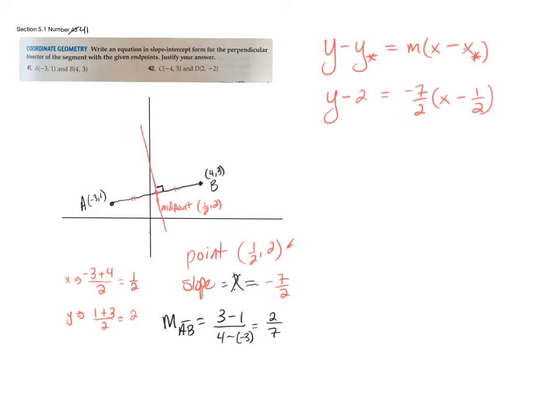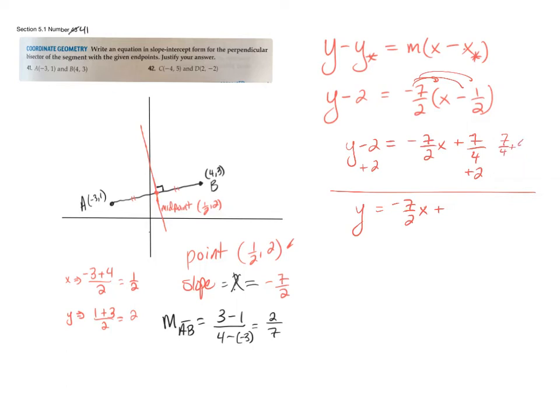They did ask for it in slope-intercept form, so that's the old y equals mx plus b. So I can just do that by distributing this in, and I'm going to get y minus 2 is equal to -7/2 x plus -7/2 times -1/2 is going to be +7/4. And then just add 2 to both sides. So I'm going to get y equals negative 7/2 x. Now, 7/4 plus 2 would be 7/4 plus 8/4 to get a common denominator, which is 15/4. So there's the version in slope-intercept form, and that's what they asked for.